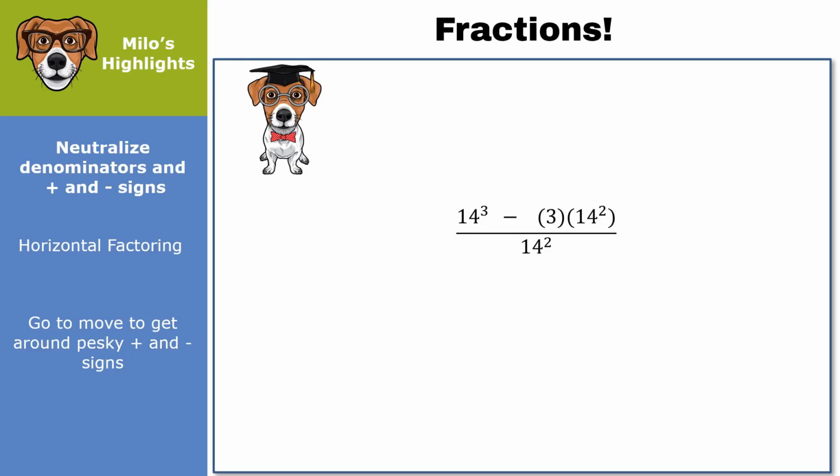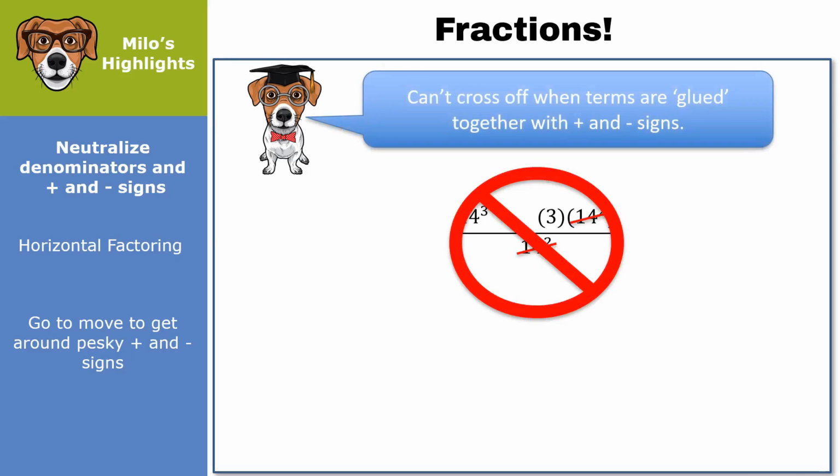So let's say you're given this. Now, depending on how long you've been practicing test questions, I'm guessing all you want to do is cross off the 14 squareds from the top to the bottom and just be done with it. Problem is, you're not allowed to do that. You can't cross stuff off on just one side of a plus or minus sign. You either have to cross off the entire thing or nothing at all.